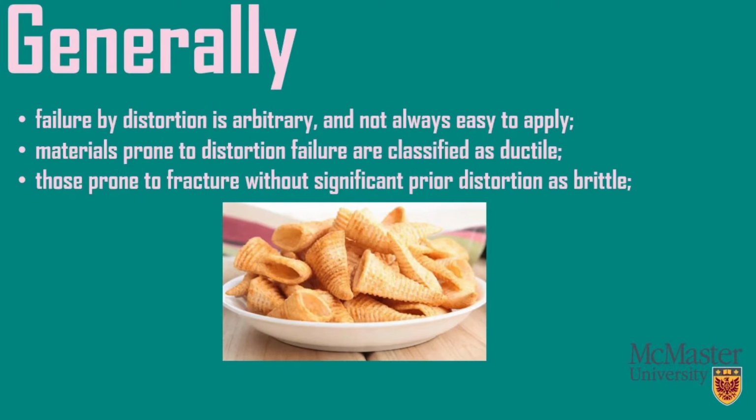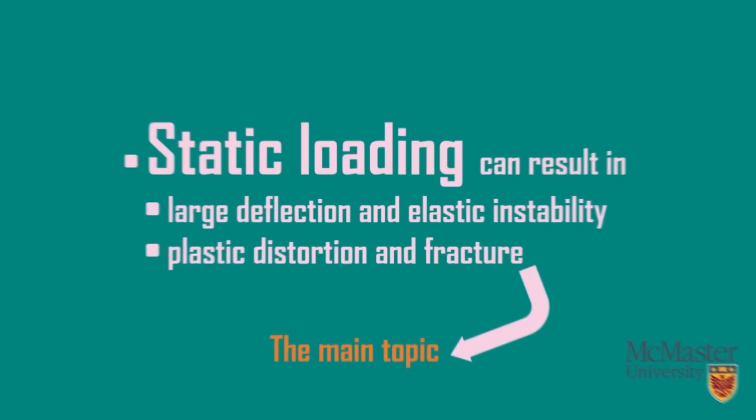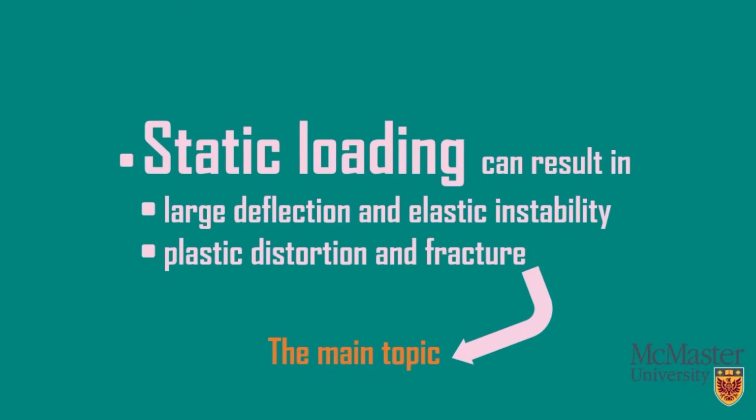The definition of failure by distortion is arbitrary and not always easy to apply, and materials prone to distortion failure are classified as ductile, and those prone to fracture without significant prior distortion as brittle. Meanwhile, static loads can cause large deflection and elastic instability, and plastic deformation and fracture are the topic of this chapter, the main topic.